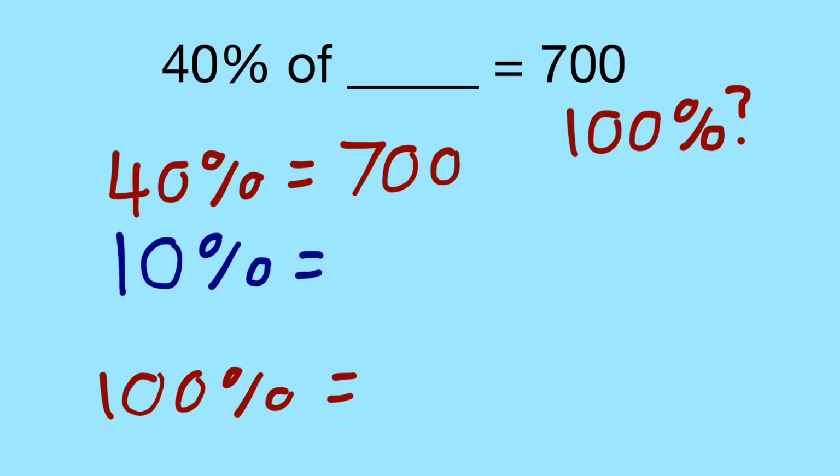Okay, so I need to think, what can I do to 40% to get to 10%? Well, obviously, all I'm doing is I'm simply dividing it by 4. So then if I'm going to do that to this side, I need to do it to this side too, to the percentage of an amount. So, 700 divided by 4, well, that's going to be quite tricky. Okay, I think I'll have to go over some bus stop division.